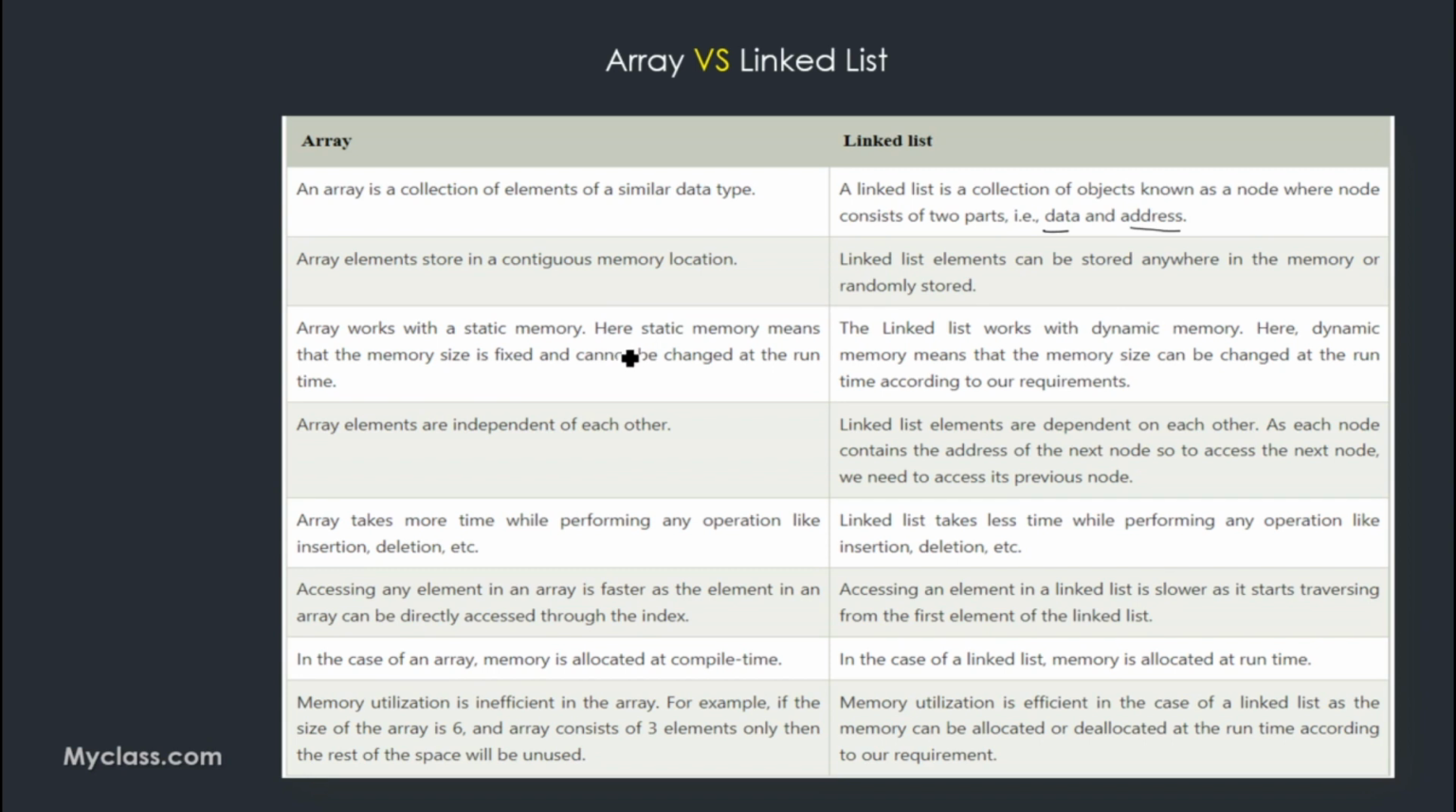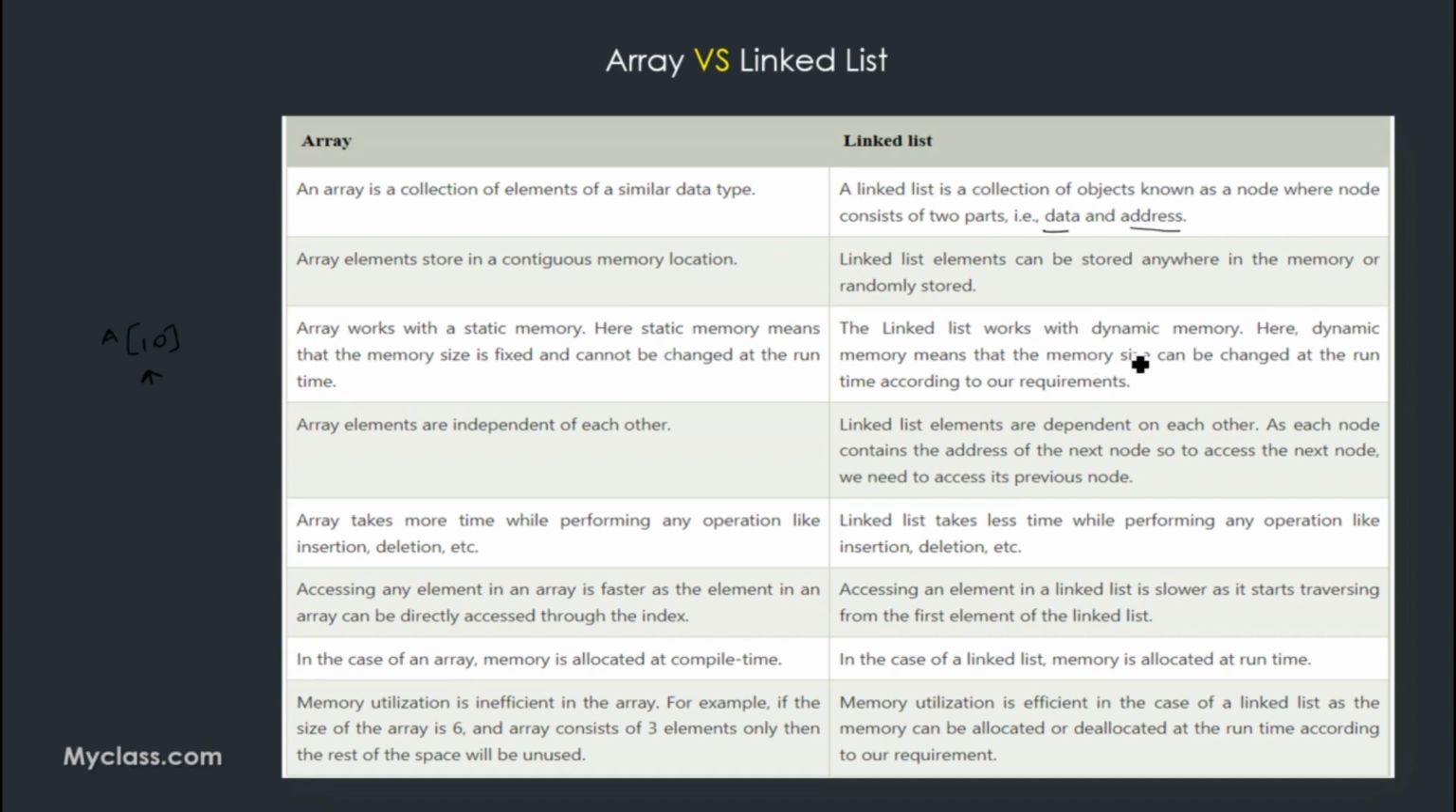An array works with static memory. That means at the very first we are declaring like A of 10. A of 10 means we want 10 memory locations for this array. That means we are declaring it first. Static memory means that the memory size is fixed. The 10 is fixed and cannot be changed at runtime.